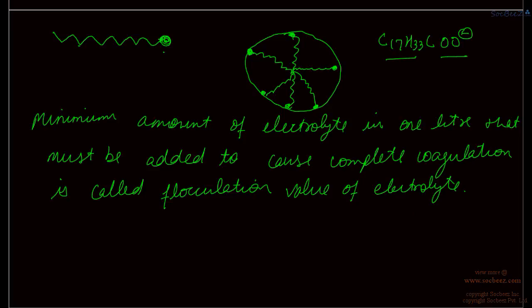Now, the protecting power of a protective colloid is expressed in terms of gold number. Remember, it is the number of milligrams of the protective colloid that just prevents coagulation of 10 ml of standard gold sol.